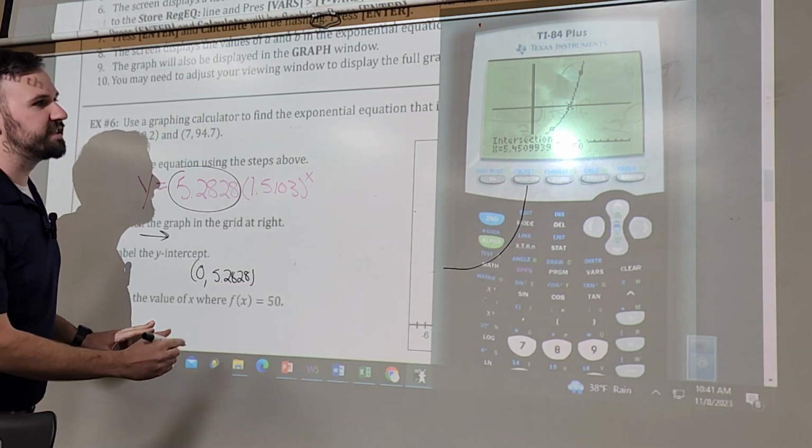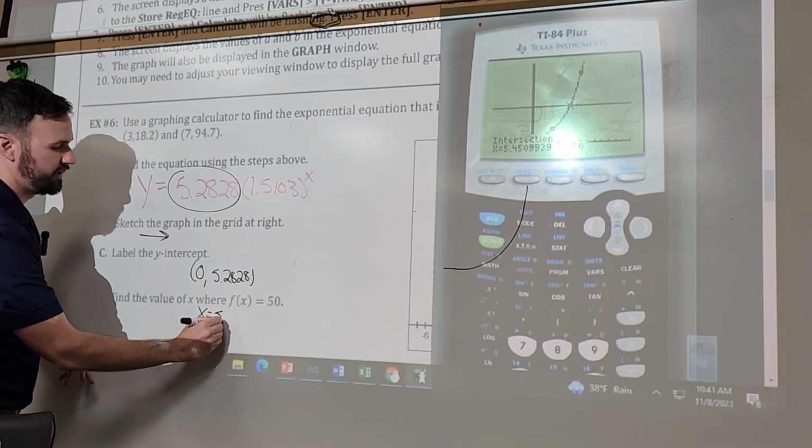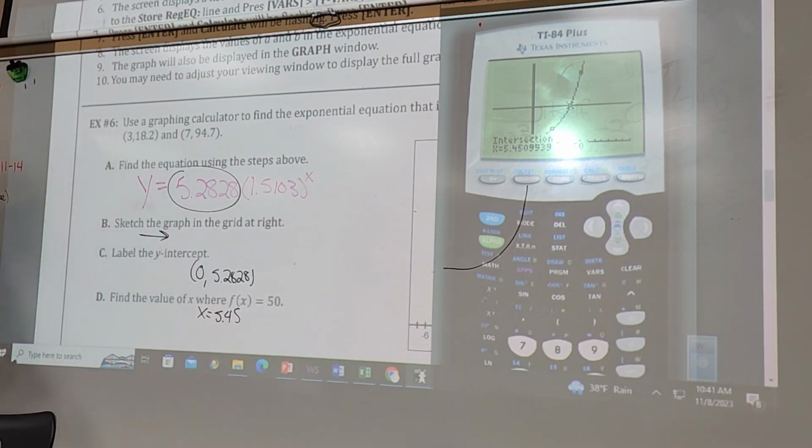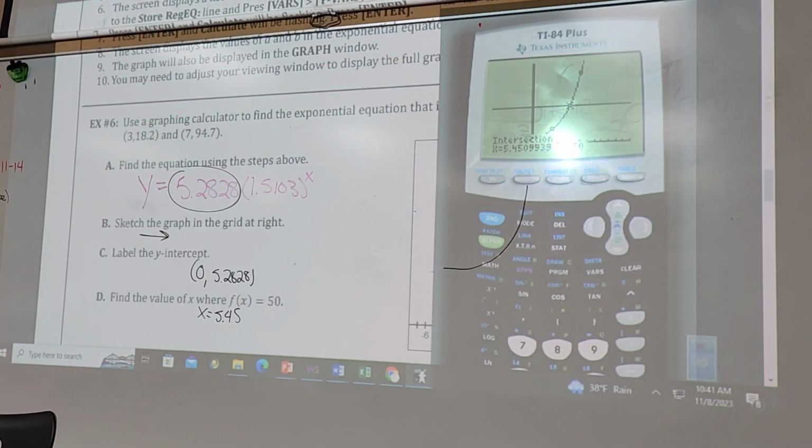All right, so I did second calculate, intersect, and I got x equals 5.45. Okay. A lot of calculator stuff. Like I said, calculator stuff isn't difficult, but it is tedious.